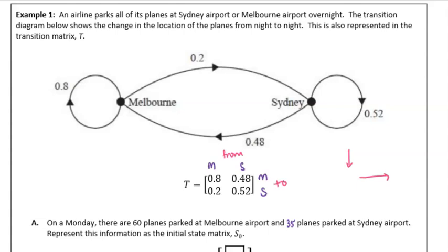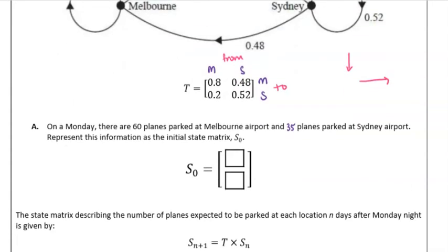Okay, so this question is saying, on a Monday, there are 60 planes parked at Melbourne Airport and 35 planes parked at Sydney Airport. And we want to represent this information initially as our initial matrix S0. And so that's just a case of putting that information into our matrix here. We do want to make sure that we're following the same order of the labeling that we did in the transition matrix. So 60 planes at Melbourne, 35 planes at Sydney. And just note, in case you have missed that, we did change that value for the Sydney planes when we were working through this question. So just make sure you're using that 35.